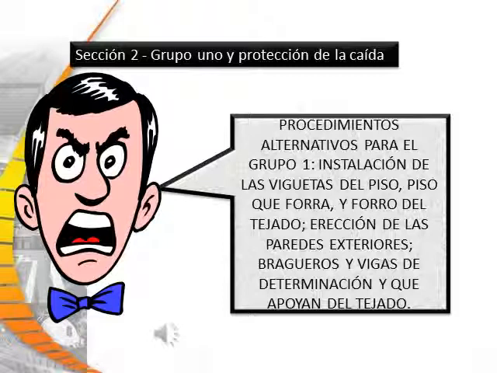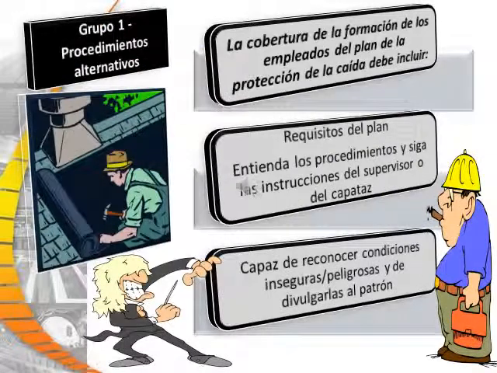Alternative procedures for Group 1: installation of floor joists or floor sheathing or roof sheathing, erecting exterior walls, or setting and bracing roof trusses and rafters. Employee training coverage of a fall protection plan must include requirements of the plan, an understanding of the procedures, and following instructions of the supervisor or foreman. They must be able to recognize unsafe or hazardous conditions and report them to the employer.